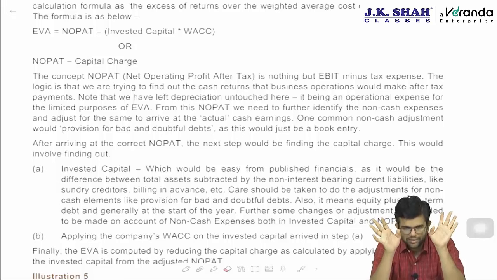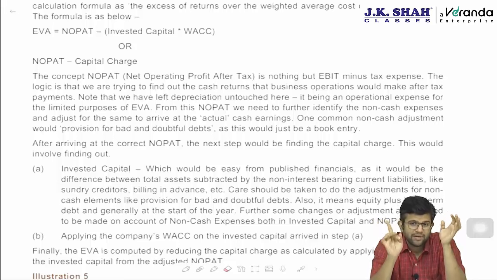In short, they are saying that whatever EBIT you take, EBIT into 1 minus tax, make sure it is cash profit and not non-cash profit, which means any non-cash expenses if you have deducted while calculating EBIT, add it back. Everybody clear? You add it back and make it cash profit. That is what they are saying.